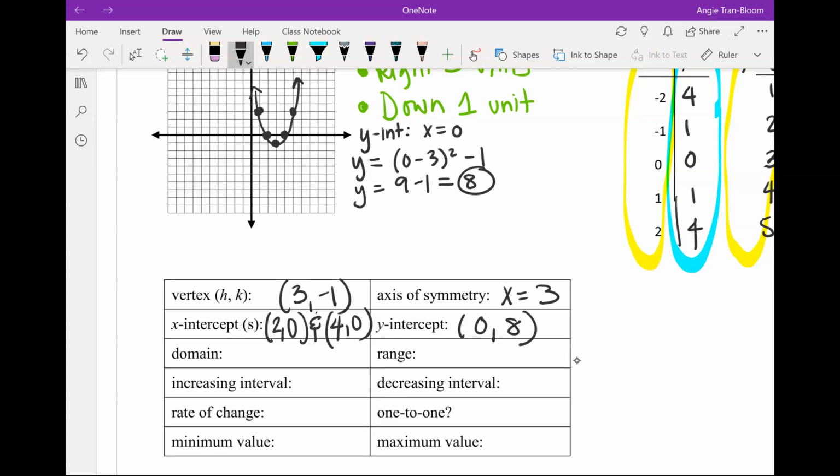Domain. What would you want to say for the domain, Hannah? Good job. All real numbers, or we can even say from -infinity to infinity. Okay, the range. Kyler, what would you like to say for the range?